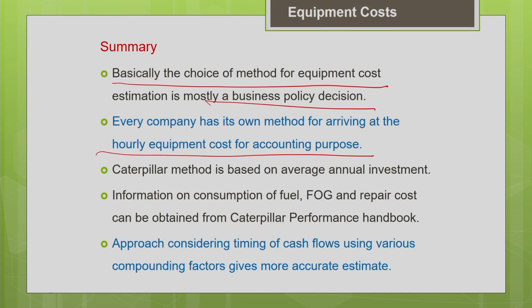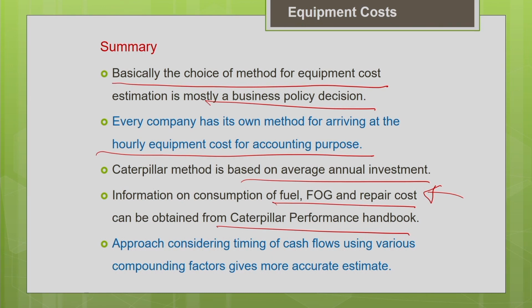Then let us summarize what we learned earlier in this lecture. So in the Caterpillar method, we found that it is based on the average annual investment method, which is approximate. And the information on the consumption of fuel, FOG, repair cost, everything is available for different equipment models and for different project conditions with the definition of the project working conditions from the Caterpillar handbook. Similarly, you can find this in many other handbooks which are available. So a lot of sources of literature are there to get this data. Most of the equipment suppliers provide an equipment handbook with sufficient data on these parameters.